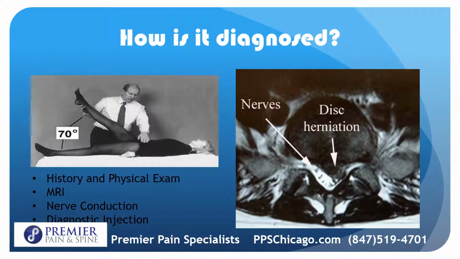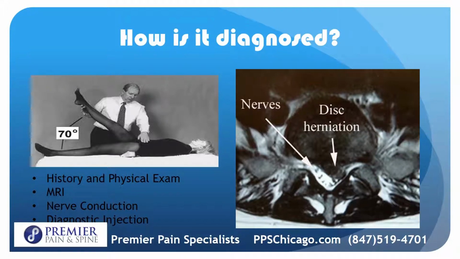How is it diagnosed? Well, history and physical examination is key. An MRI helps a lot. If necessary, a nerve conduction study or a diagnostic injection. Here's a doctor doing what's called a straight leg raise test. The leg is lifted up straight, just as the name denotes. And basically, you're pulling tension on the nerve root. So if there's sciatica with nerve root pinching, this will exacerbate it. The patient will be very uncomfortable. And then when the knee is flexed, it takes tension off the nerve root and the pain goes away.